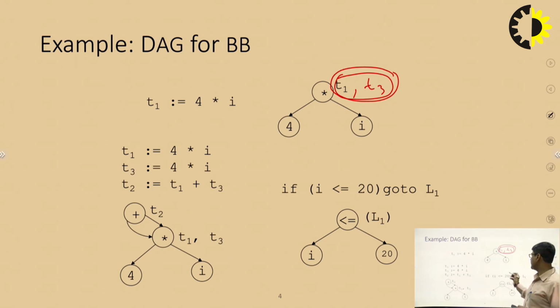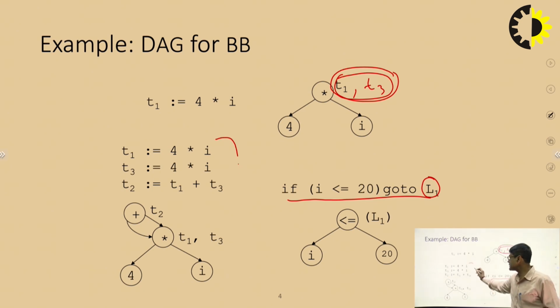Like if you are putting any conditional structure, if I is less than or equal to 20, how can we draw the directed acyclic graph? Less than or equal to is a kind of operator. L1 is the particular targeted statement where this value is going. So this is the representation of that.